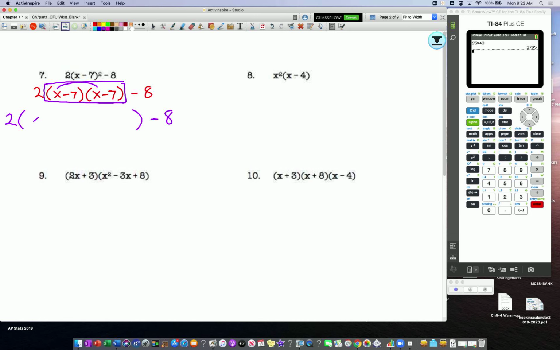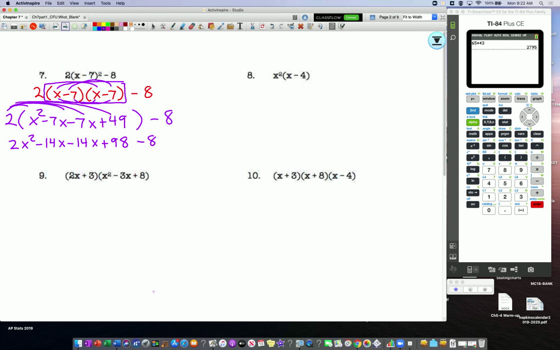X times x, x squared. Outside, minus 7x. Inside, minus 7x. Last, 49. Okay. So now if you want, you can distribute the 2 to every term. So I have 2x squared minus 14x minus 14x plus 98 minus 8.